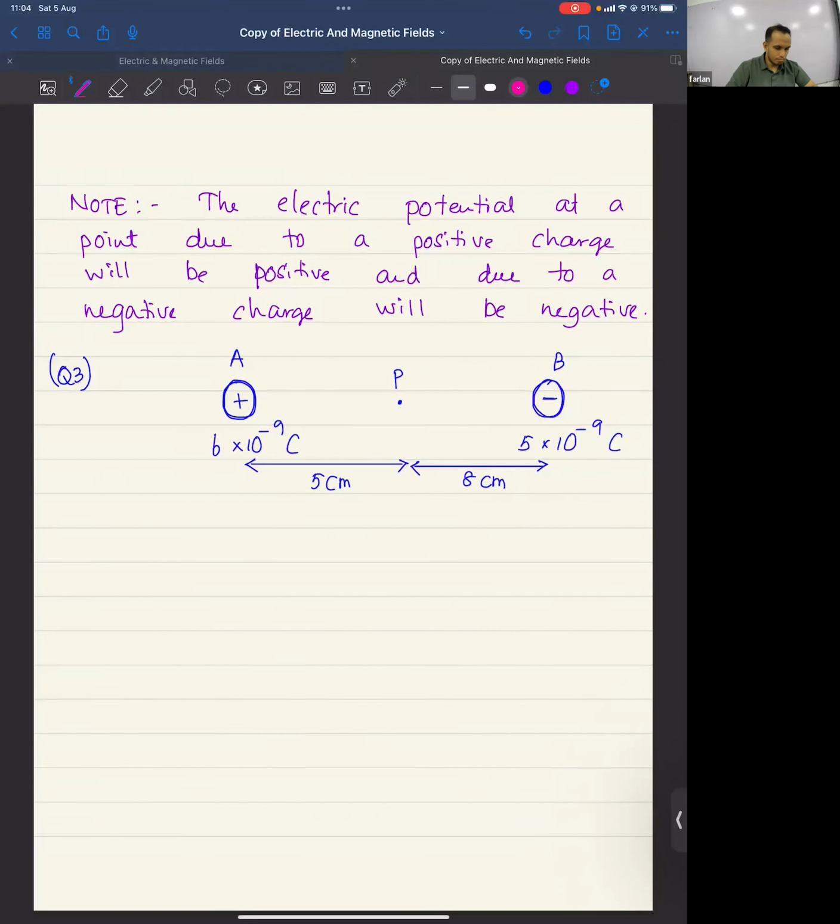So the electric potential at P due to A will be 1/4 pi epsilon naught, Q is 6 into 10 to the power minus 9, over R, which is 5 centimeters, 0.05. Since B has a negative charge, the electric potential will become negative: minus 1/4 pi epsilon naught, 5 into 10 to the power minus 9, R is 8 centimeters, which is 0.08 meters.